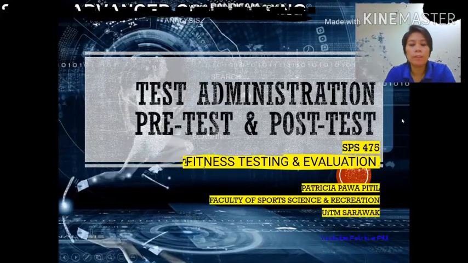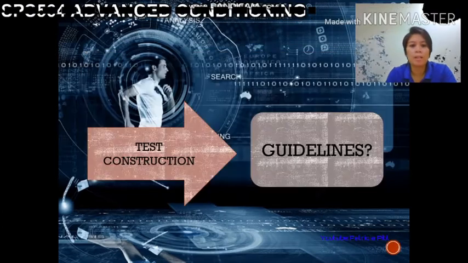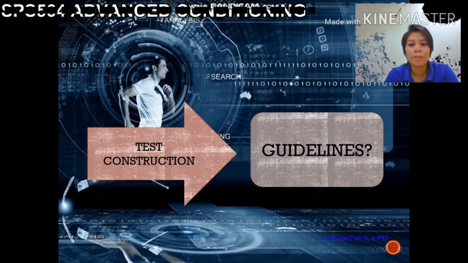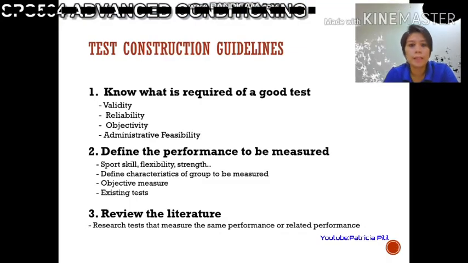Okay, hello all. This chapter is about test administration that you should consider when doing the pre-test and also post-test. Test construction: I've given you the assignment of a test that will measure the fitness components. Each one of you has a group assignment, correct? So you have to know the guidelines. Okay, in constructing the test, you have to know the guidelines. Okay, these are the guidelines.